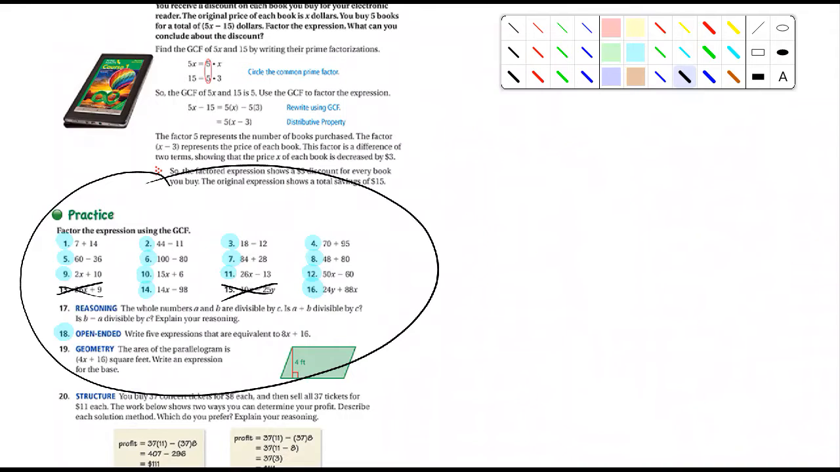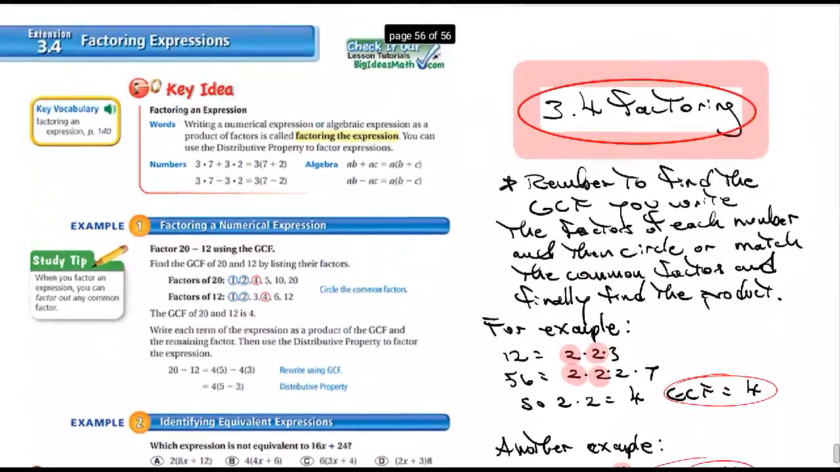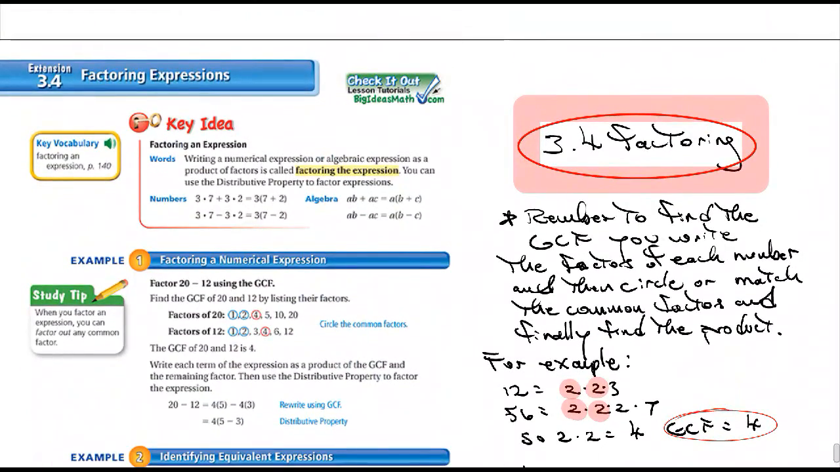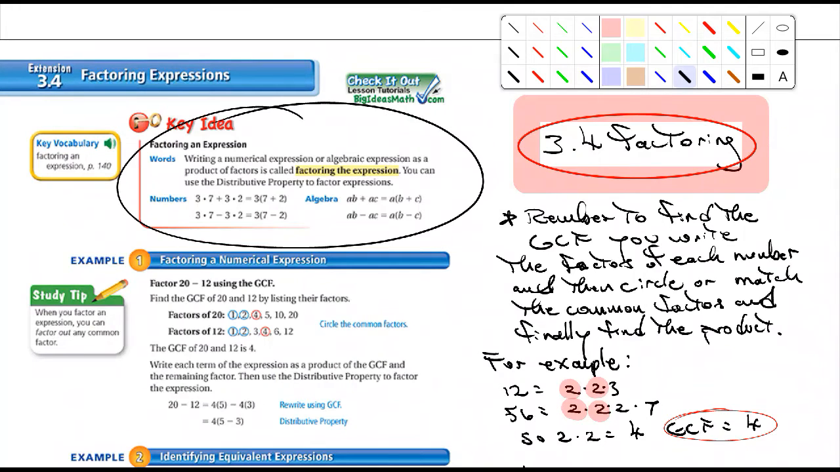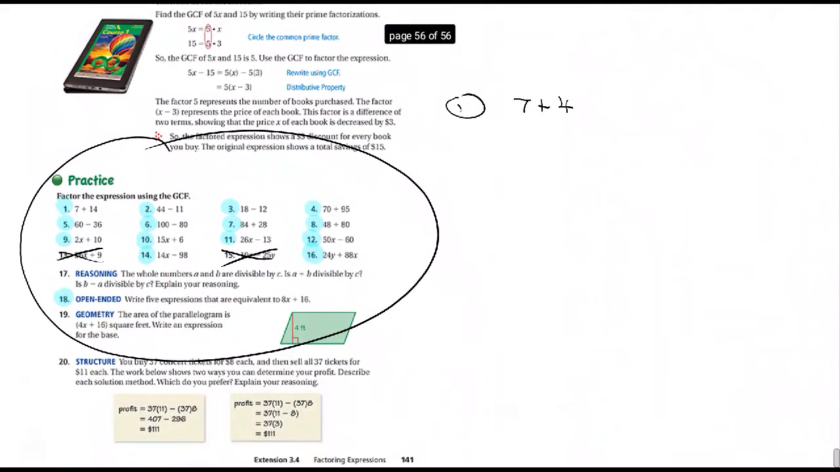But let me do these with you. So I'm looking at number 1 right now. It's 7 plus 14. What we're doing here is we're factoring the expression. They talk about it right here, and they give you a good example. So let's go back to this very first one that I want you guys to do.